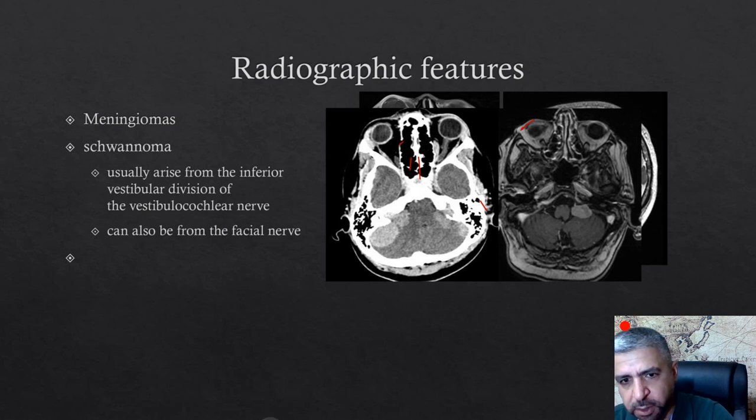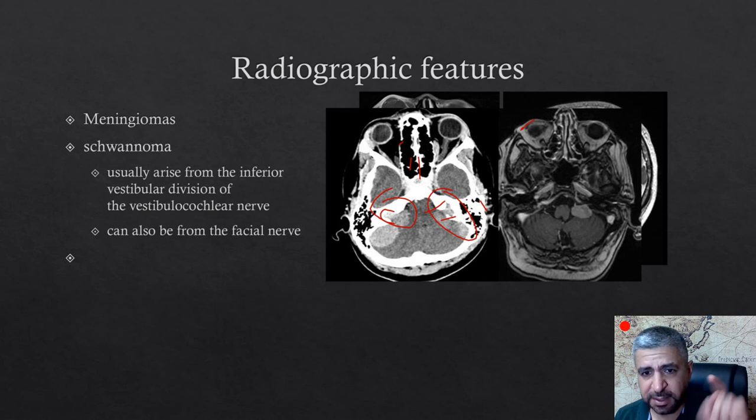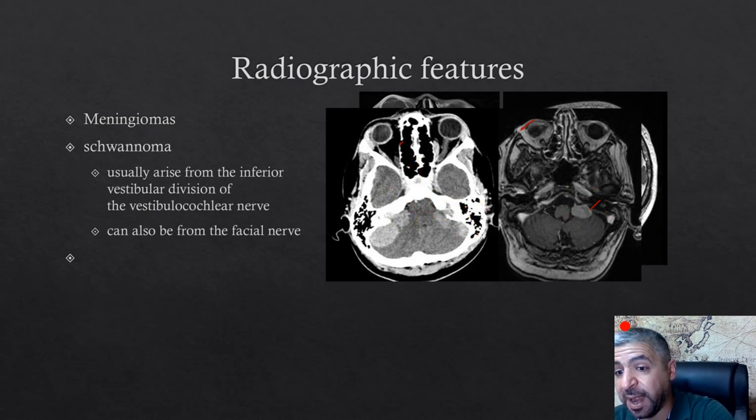bilateral vestibular schwannomas. You can see this vestibular schwannoma extending into the internal acoustic meatus. Again, you can see another one here extending into the internal acoustic meatus, diagnostic of NF2. In the MRI, also you can see this vestibular schwannoma extending into the internal acoustic meatus. They are diagnostic if they are bilateral. Unilateral is not diagnostic, just bilateral.